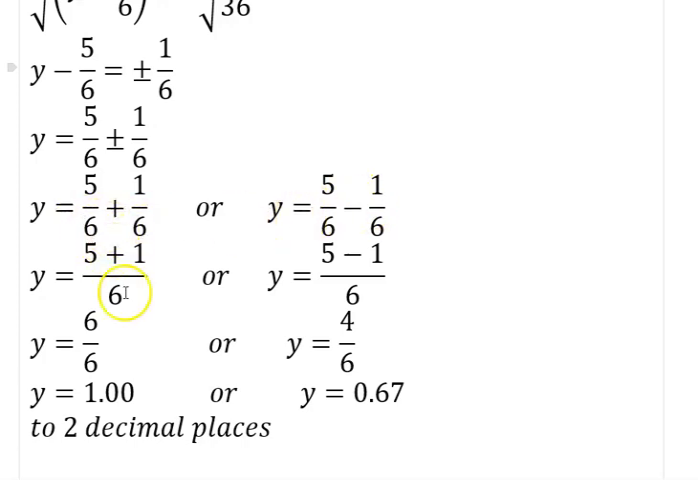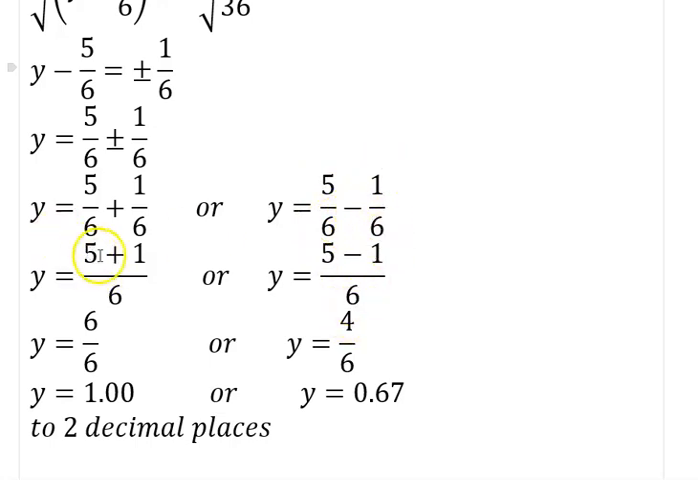Beautiful. LCM of 6 and 6 is 6. 6 in 6 will give us 1. 1 times 5 is 5. 6 in 6 will give us 1. 1 times 1 is 1. The same thing here. 6 in 6 will give us 1. 1 times 5 is 5. Minus 6 in 6 will give us 1. 1 times 1 is 1.